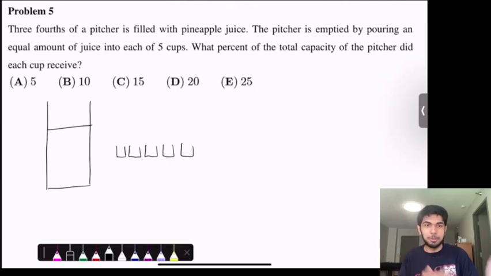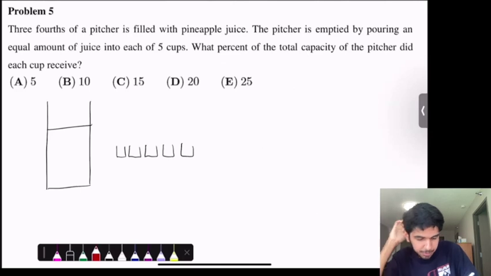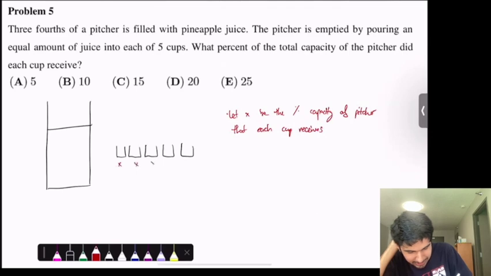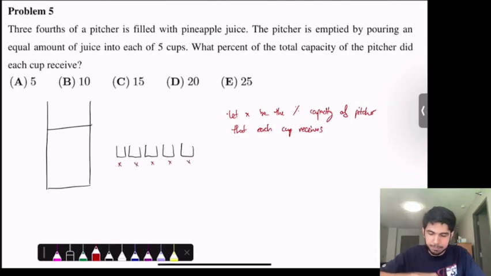In this case, it's cups, before it was people. So a similar idea. Let's create a variable because we're asked to find what percent of the total capacity of the pitcher each cup received. Since that's an unknown quantity, we'll create a variable. So let x be the percent capacity of the pitcher that each cup receives. So this gets x, this gets x, x, x, x, right? Because they're all an equal amount.